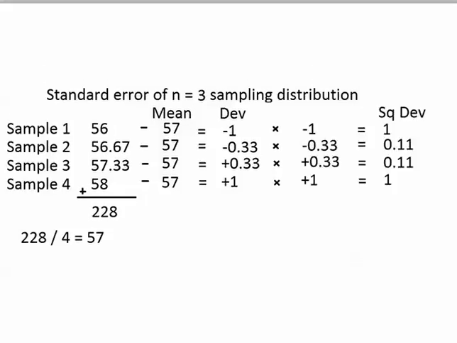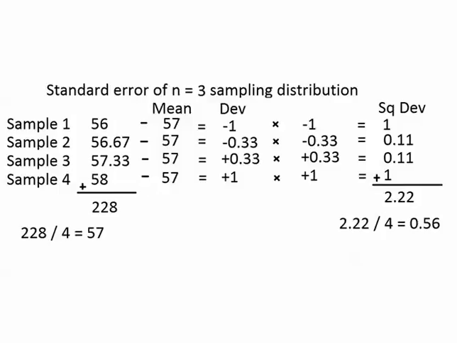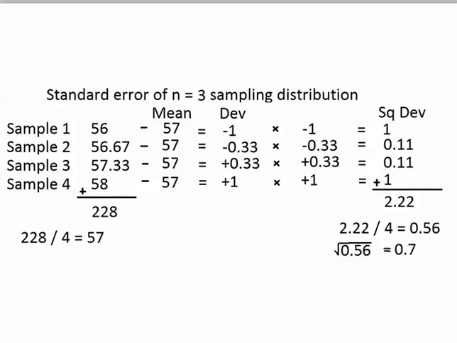Once we get the deviations, we square them. We multiply each deviation by itself to get squared deviations. Then we find the mean of the squared deviations. We do that by adding the 4 squared deviations and dividing the total by 4. We're dividing by 4 because there's 4 of them. So this is just the mean of the squared deviation column. And if we find the square root of that, we get our standard deviation, which in this case is called the standard error. So this sampling distribution has a standard error of only 0.7. So the standard error did go down when our sample size went up.